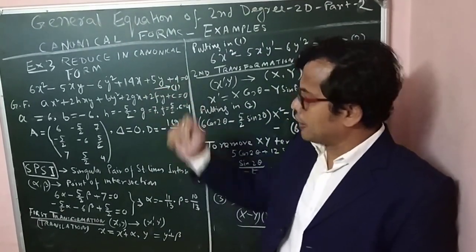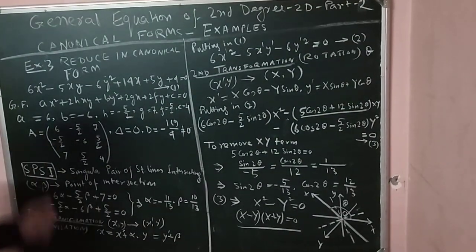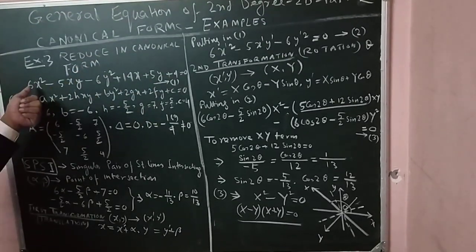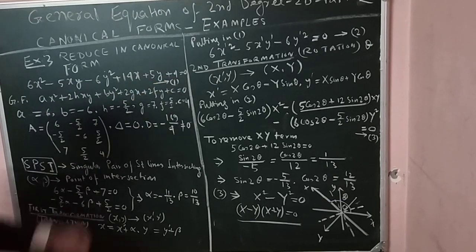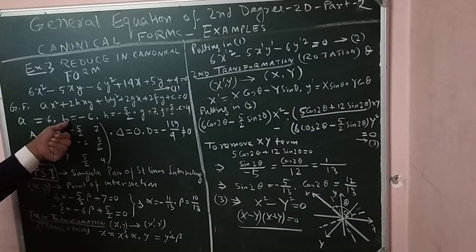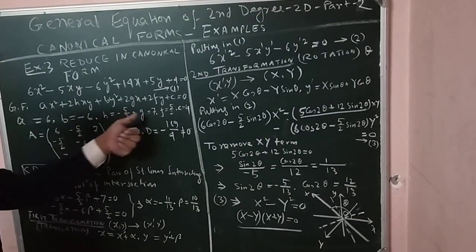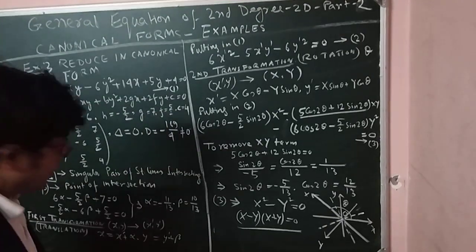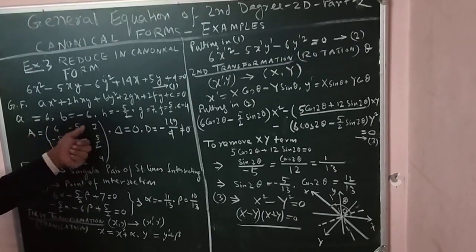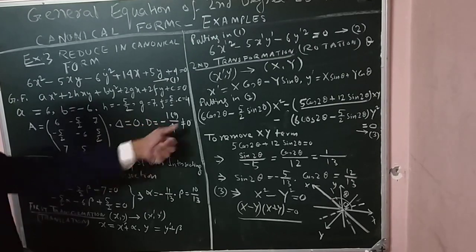Now we consider example number 3. This is the example of reducing to canonical form, as in examples 1 and 2. This is the general equation like this. Comparing, we find A, B, C, H, G, F, and this is the matrix A, with rows A, H, G; H, B, F; G, F, C. Delta equals 0 but D is not equal to 0.